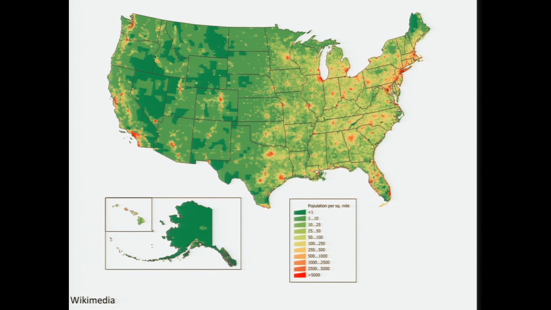Here is what I think is a classic information map. This is from Wikimedia. It's showing population density in the United States. I think it does quite a good job of it. Very interesting. You could look at it for a long time if you're interested in density. Let's look at a slightly more sophisticated map.